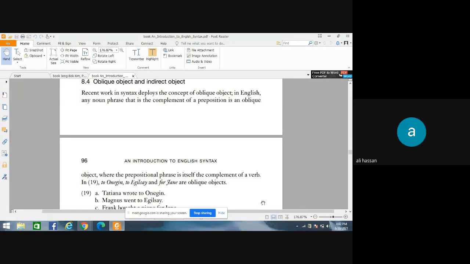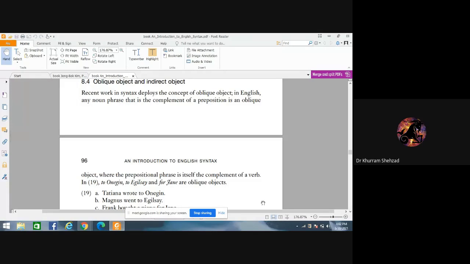Yes sir. And one question, sir. Is it necessary that the oblique object should start with to, or with other prepositions as well, like for? Any preposition. Any preposition. Okay, sir. Yes, sir.